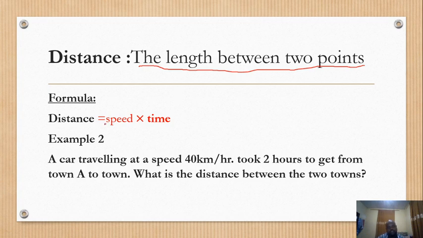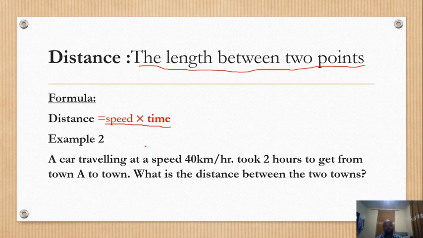Distance is equal to speed times time. We just rearranged the formula of speed, right? So now distance equals speed times time.